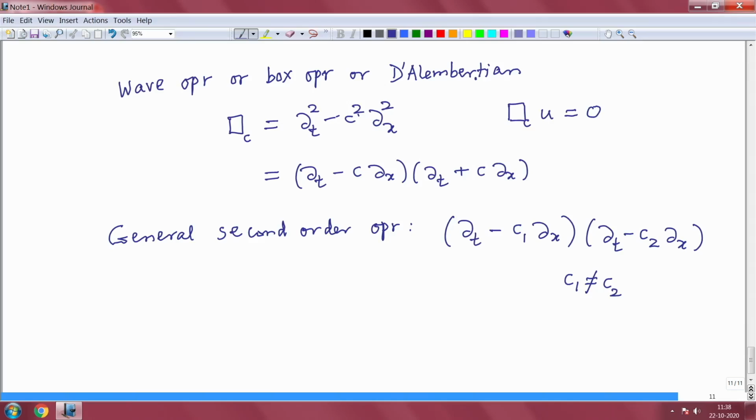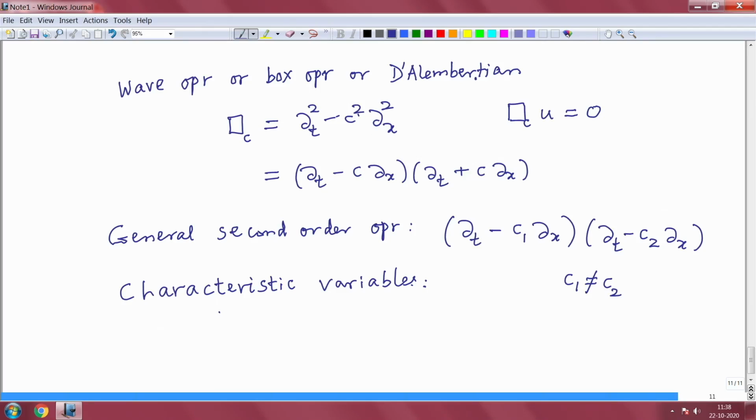The analysis is the same for this operator also. So here the characteristic roots are again C1 and C2. So you see the characteristic variables, because this we have done for the wave operator. So similar computation, so this is also hyperbolic. There are two real and distinct characteristics. So, they are given by x plus C1t equal to constant, x plus C2t equal to constant.